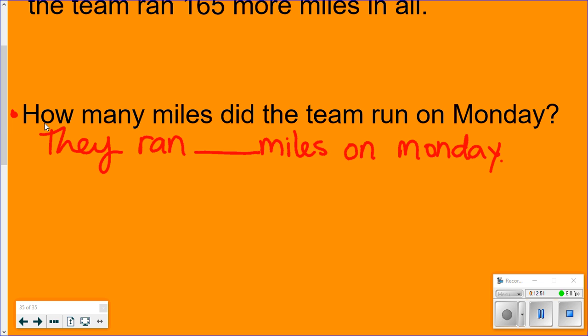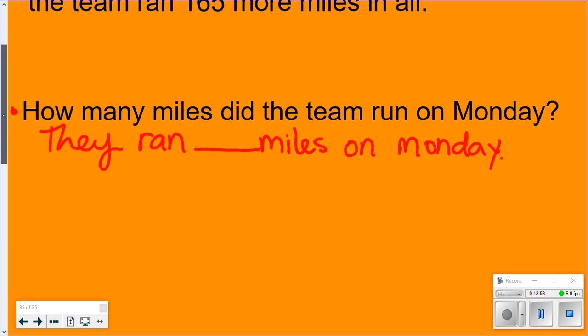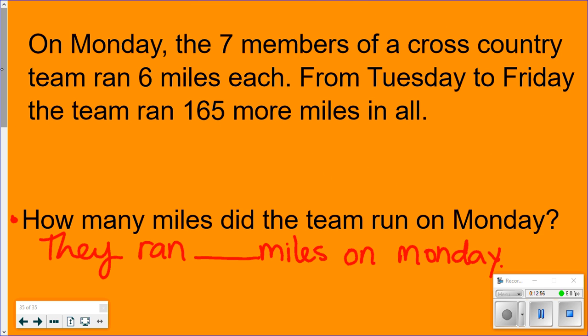Do we know how many miles they ran on Monday? Yes. I do know how many miles each of them ran, but do I know how many the team ran all together? No. They would not have asked that question. If I'm a part of this cross-country team, I ran 6 miles, but I want to know what I ran, and my teammate, and my teammate, and my teammate, and my teammate, all 7 of us ran all together.